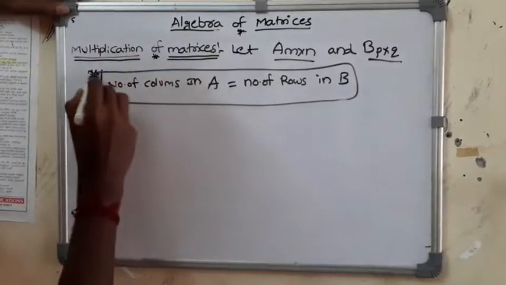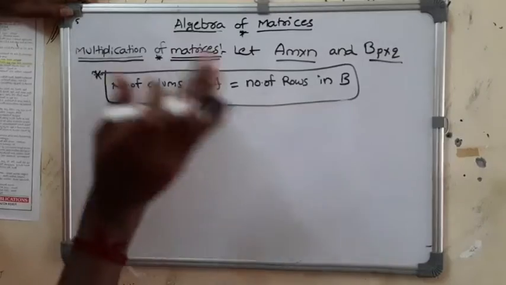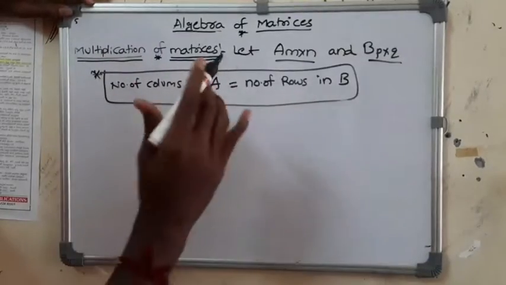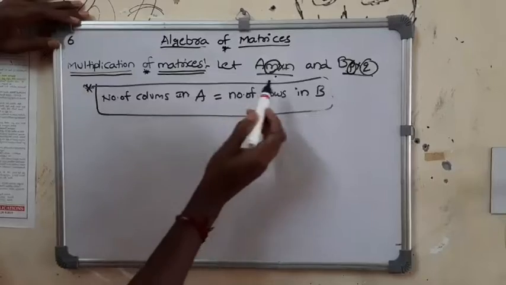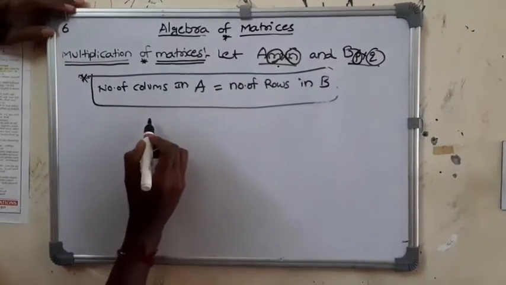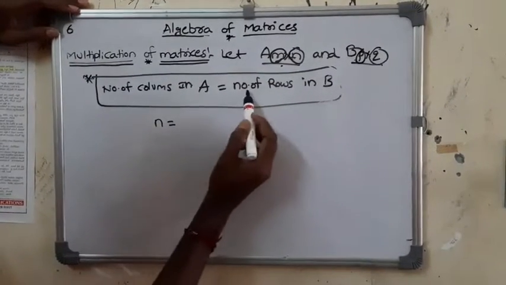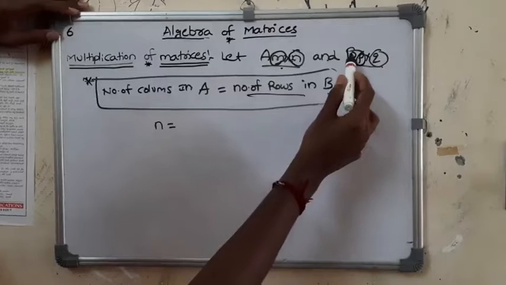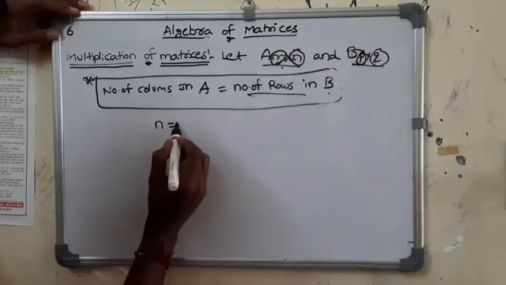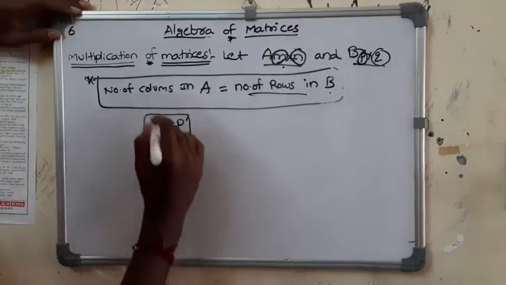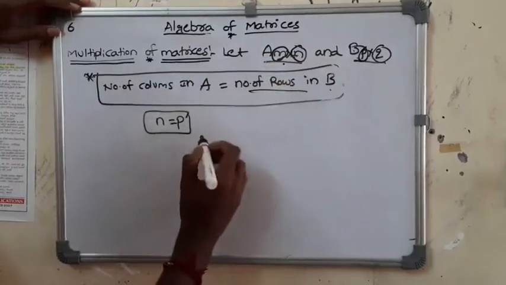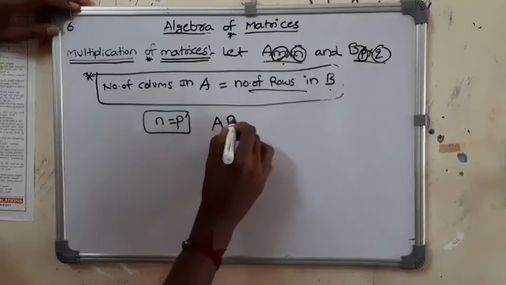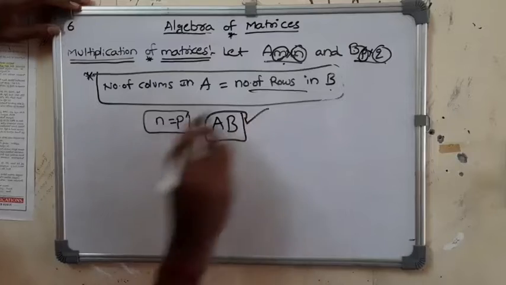If these two matrices satisfy this condition, then only we can perform the multiplication operation on A and B. Otherwise, we can't. Here, the number of columns in A is equal to n. So here n is equal to the number of rows in B. That is, the number of rows in B is P. So if n equals P, then we can perform the multiplication operation on A and B. Then we can obtain the result AB.